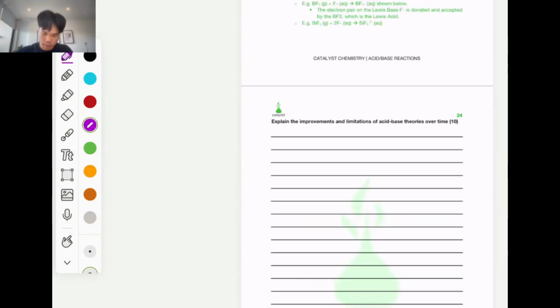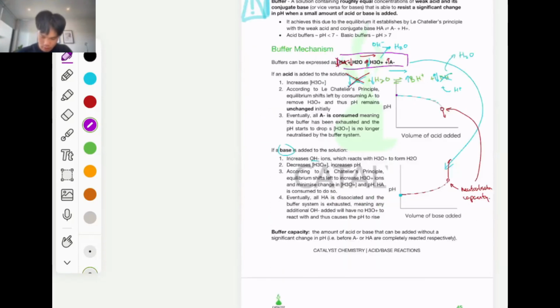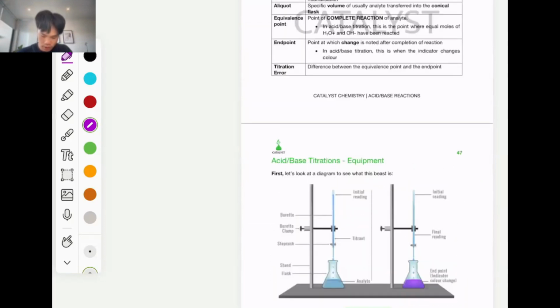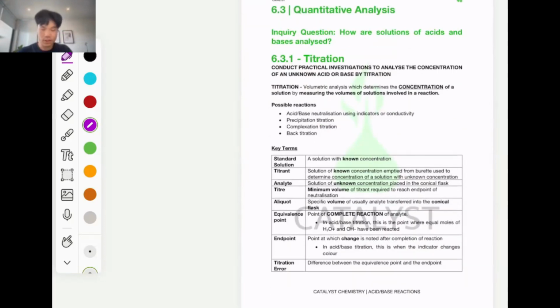So jumping back, we were just through buffers, and this brings us on to titration. How are we all going energy-wise? Do we need a quick break? We okay? Should be fine. Okay, let's keep going. Soldier on.